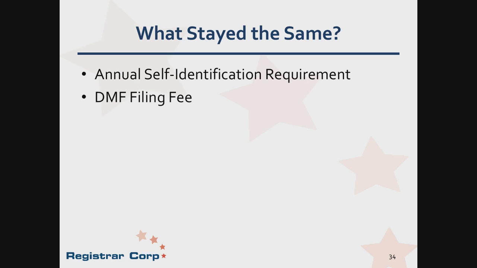So, to summarize, under GDUFA 2, the following has stayed. Facilities subject to self-identification are still required to self-identify between May 1st and June 1st prior to the start of each upcoming fiscal year. Drug master files are still required to pay a one-time filing fee when named in a generic drug application.